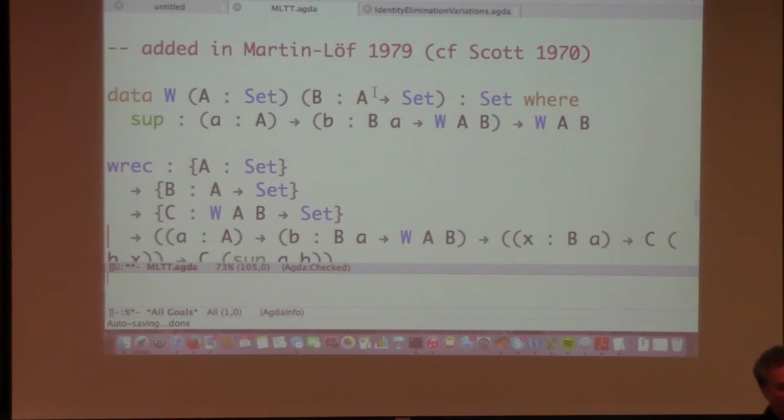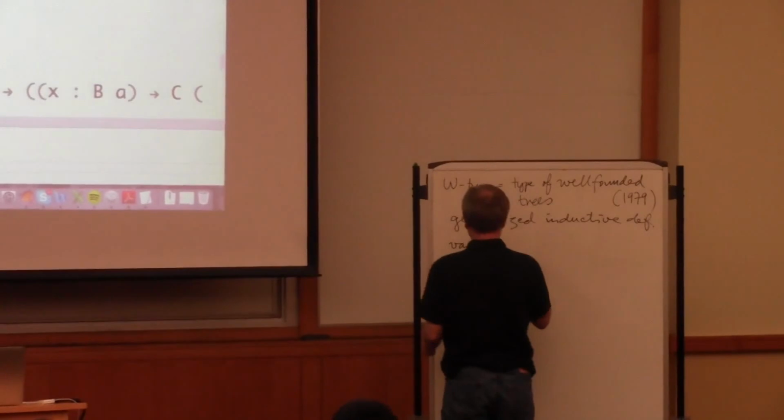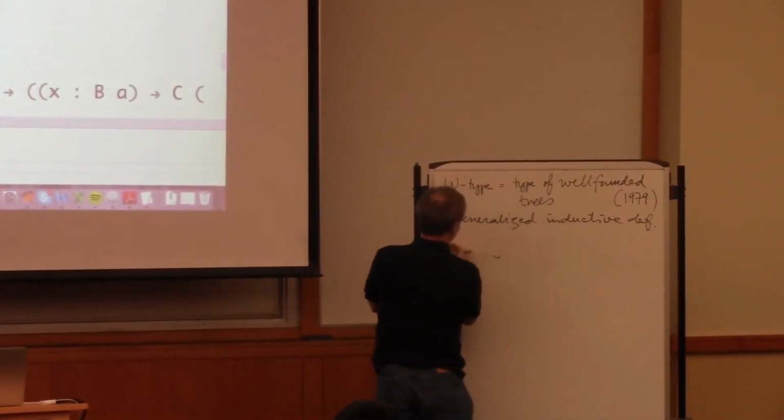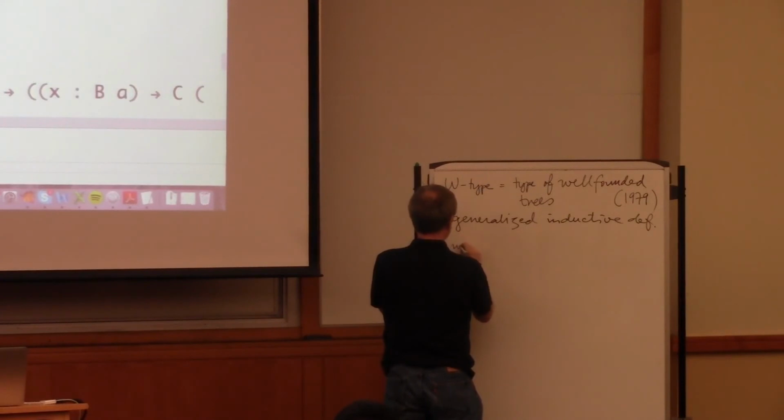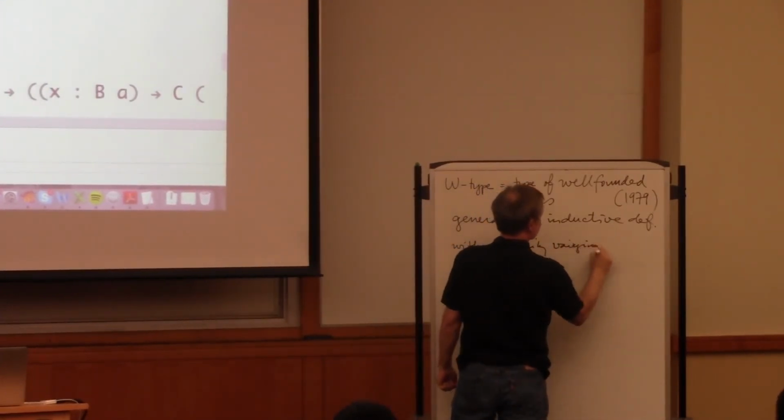And what this gives you is almost the most general possible type of well-founded trees that you can imagine. And there is a precise sense in which this is the most general thing you can have. So it is the type of trees with arbitrarily varying branching.